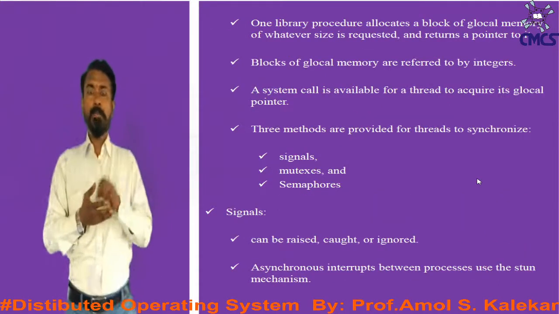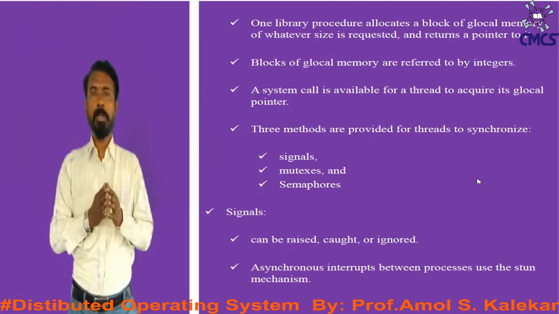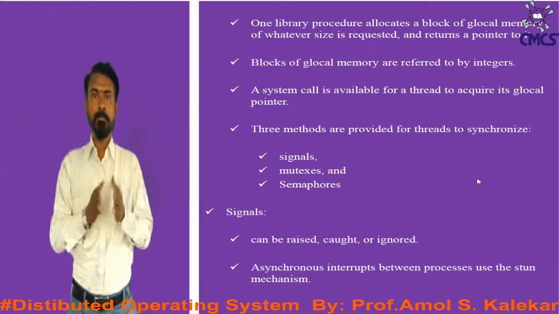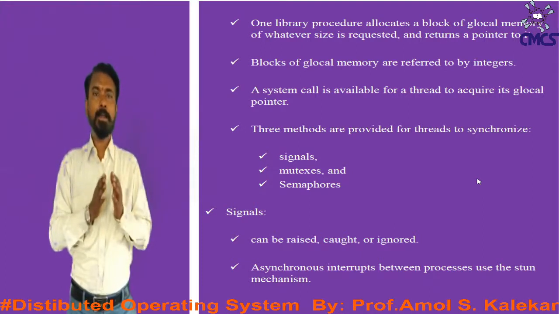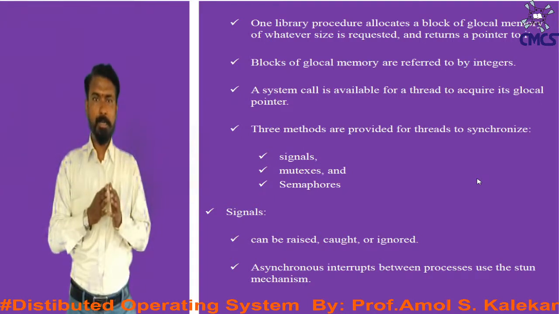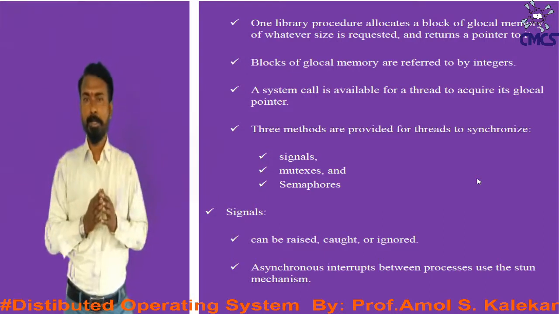One library procedure will allocate a block of global memory of whatever size is requested and will return a pointer to it. Blocks of global memory are referred to by integers, and a system call is available for a thread to acquire its global pointer.